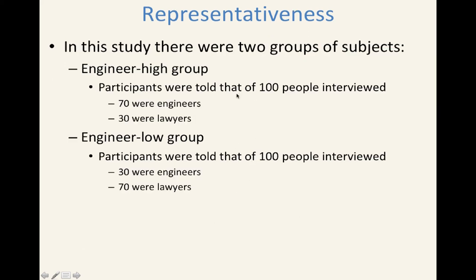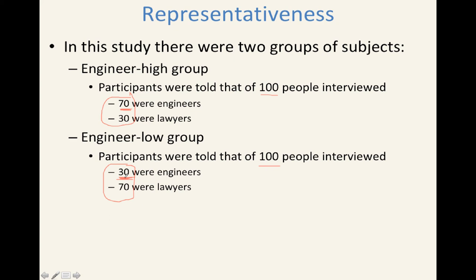But remember, at heart, this is really a probability problem. Why? There are 100 people, and out of that 100, you are being given the likelihood that Jack is an engineer. In the first group, the engineer high group, well, it's 70% certain that he's an engineer. In the engineer low group, it's 30% certain that he's an engineer. We have the probability, but we don't use it.